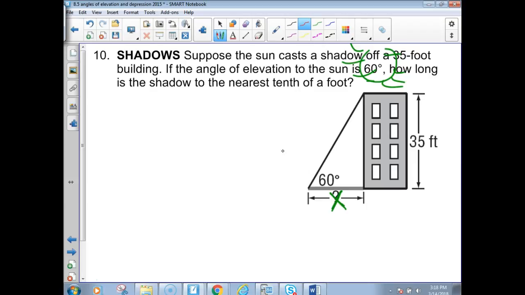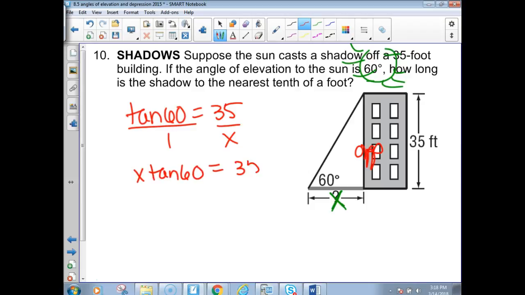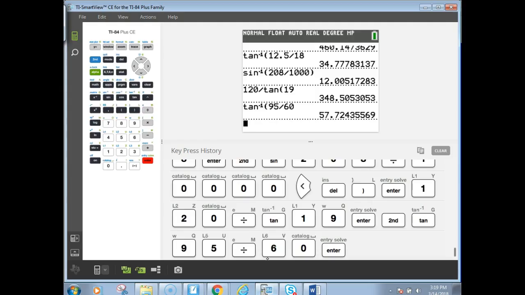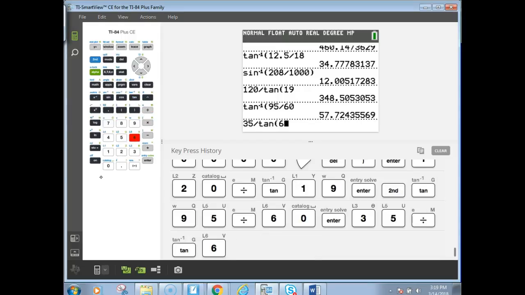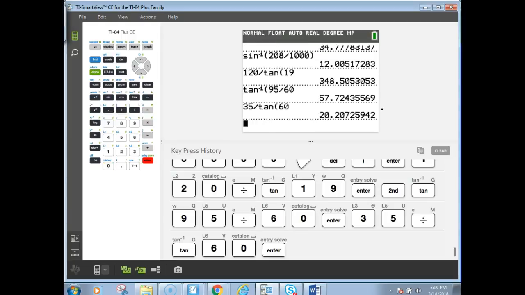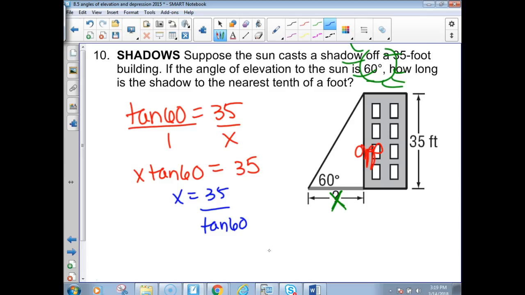Opposite adjacent, that's going to be another tangent. Tangent of 60 will be 35 over x. So we got x on the bottom. Be careful. X times the tangent of 60 will give you 35. You would divide by tan 60. Okay, so 35 divided by the tangent of 60. I've got 20.2. And that's in feet.